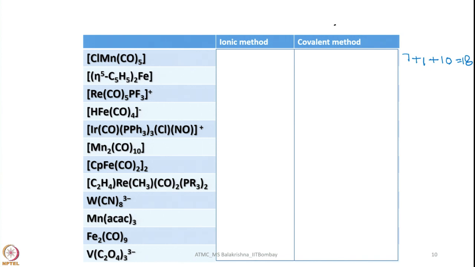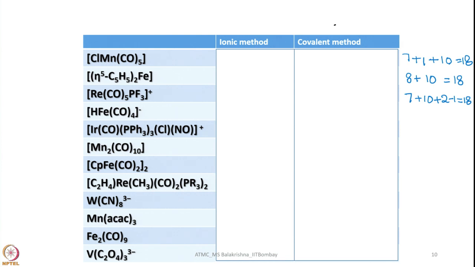So now if you take ferrocene, here it is 8 electrons and then 10 electrons, because in the covalent method it is 18 electrons, so it obeys. And if you take rhenium, rhenium comes below manganese, so we are in the same group, so we have again here 7 electrons and then we have 10 electrons, and then we have PF3, 2 electrons, and one positive charge is there, so you should subtract 1, so it becomes 18 electron.